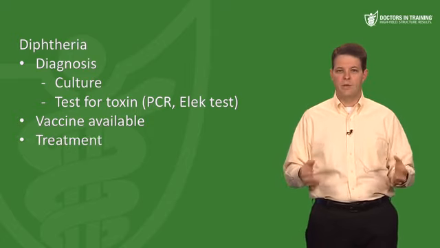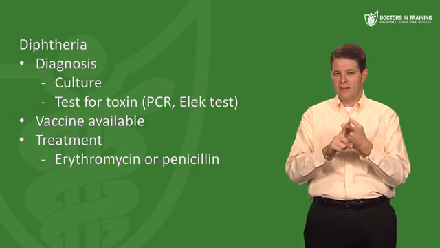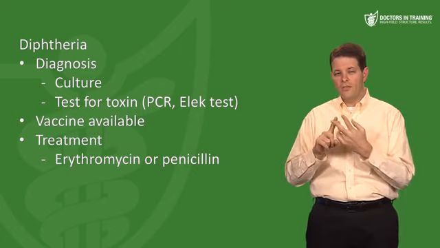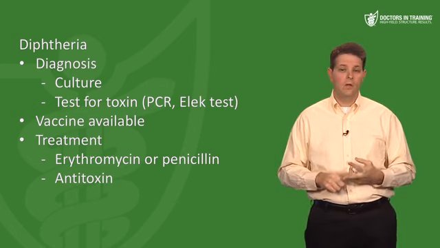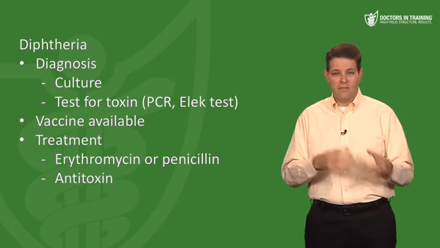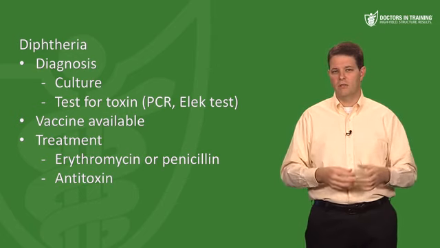So, how do we treat it? Well, infected patients need antibiotics such as erythromycin or penicillin to kill the bacteria, and also antitoxin to inactivate the diphtheria toxin. You also need to vaccinate these patients after they start to get better because natural infection does not induce protective immunity.